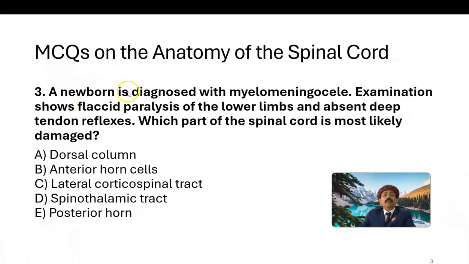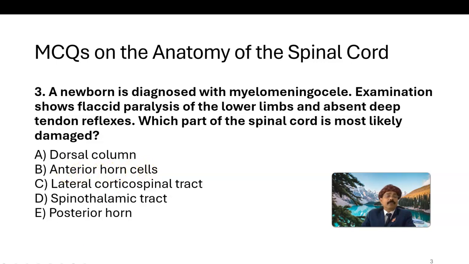Question number 3. A newborn is diagnosed with myelomeningocele. Examination shows flaccid paralysis in the lower limbs and absent deep tendon reflexes. Which part of the spinal cord is most likely damaged? A. Dorsal column, B. Anterior horn cells, C. Lateral corticospinal tract, D. Spinothalamic tract, E. Posterior horn. We have flaccid paralysis, a lower motor neuron lesion, and absent deep tendon reflexes. The answer should be B, anterior horn cells.